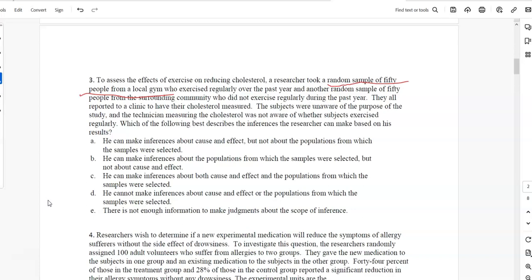We can make inferences about cause and effect. So this is not an experiment. We can't even go there. But the population, so, but not about cause and effect. So maybe that one. So B actually looks really tempting, I think, when you look at it.